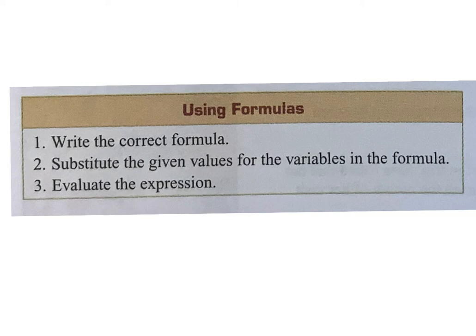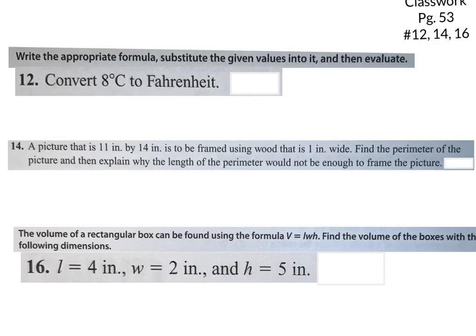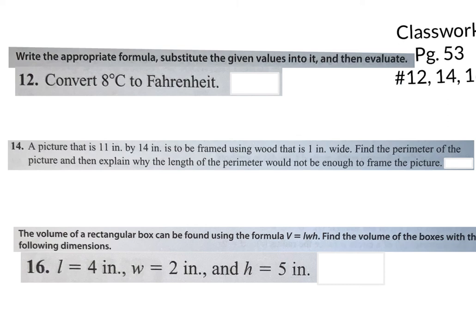All right, and now I want you to try some on your own. All right, let's look at these together. Convert 8 degrees Celsius to Fahrenheit. So I'm going to use the same formula that we did at the beginning. We're going to say F, the Fahrenheit, is going to equal what? 9/5 times your Celsius plus what? 32. All right.